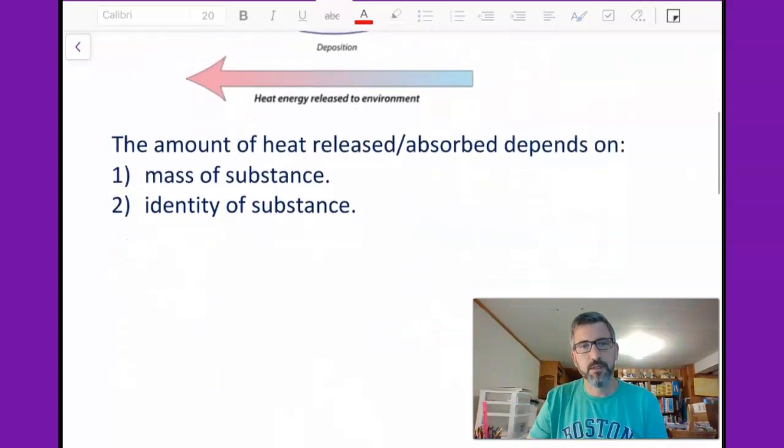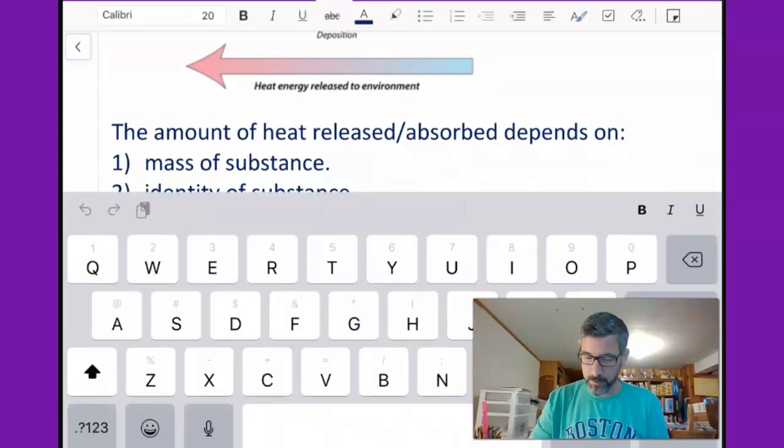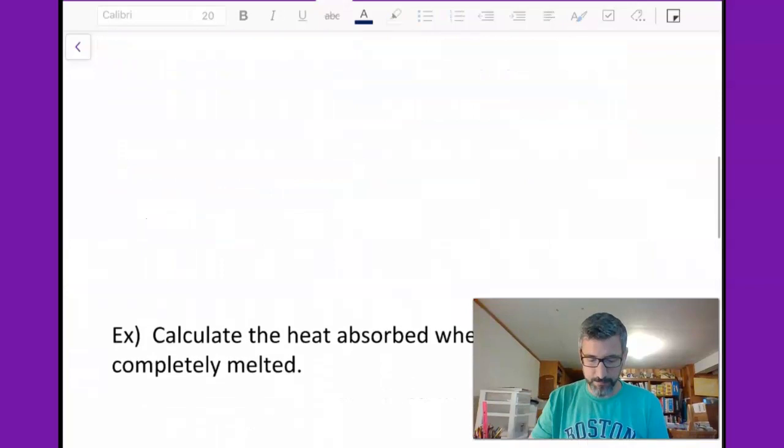Okay, now the identity of the substance is going to factor into its heat of fusion or heat of vaporization. And I'm going to give you different numbers because we're not going to go per mole. I'm not going to make you get out a periodic table and convert grams to moles and moles to grams. We're just going to go straight from grams to kilojoules, or actually grams to joules. Okay, so let's do an example problem here.